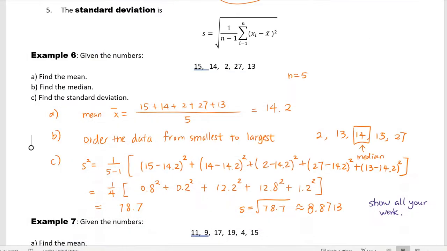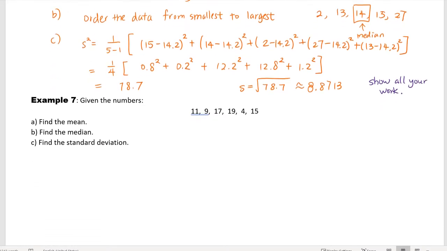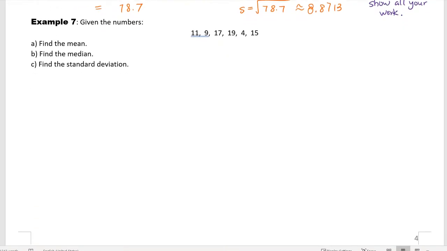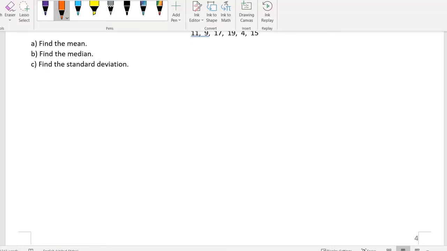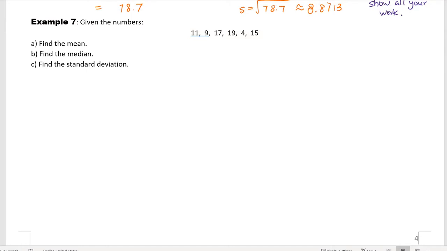Okay, so that is how to use your calculator to get the mean and standard deviations. Because your calculator can get the numbers directly, that's why you need to show all your work in order to receive credit. Okay, so please pause the video and try to work on example 7. Okay, have you finished? Let's check our work together.